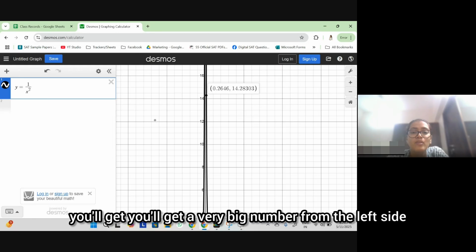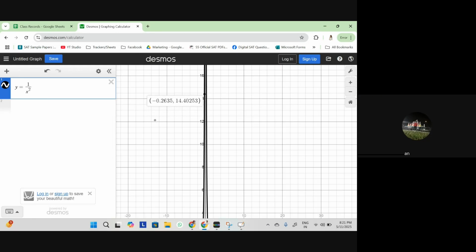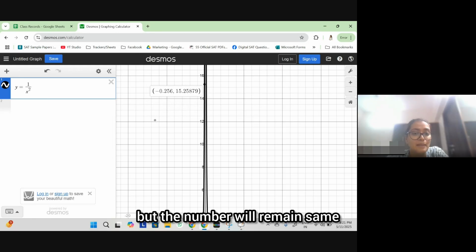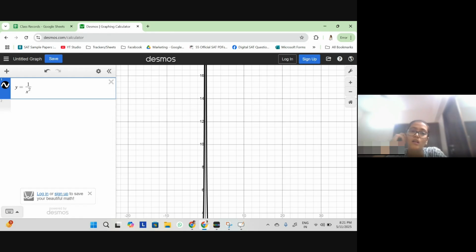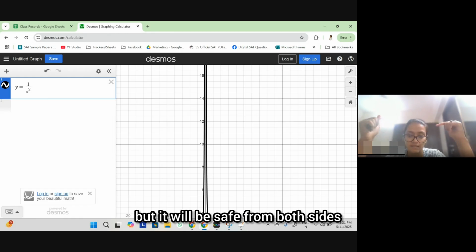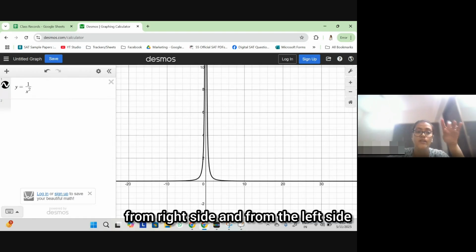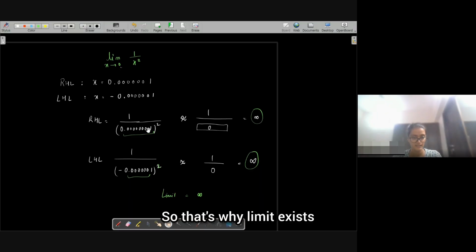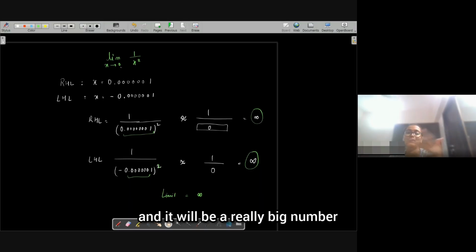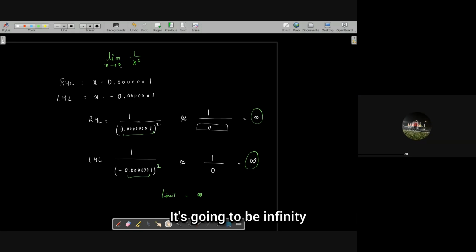Same thing will happen from the left side, but the number will remain the same. It will be a very big number, but it will be the same from both sides, from the right side and from the left side. So that's why the limit exists, and it will be a really big number that we cannot define. It's going to be infinity.